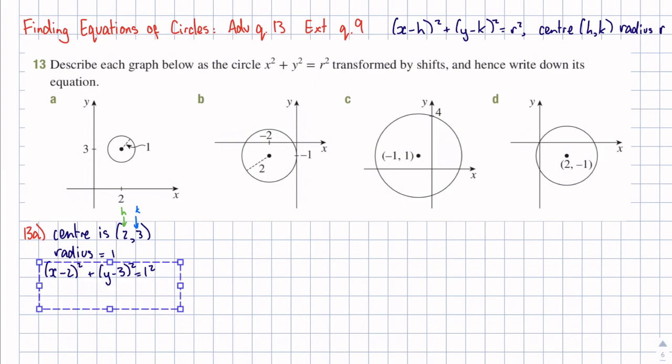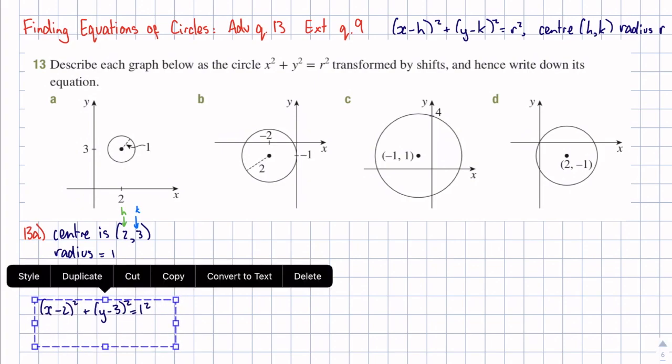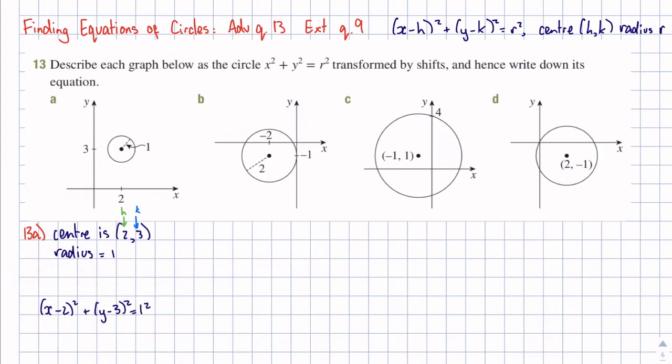Before I did this though, I should have described it as transformed. So it was a normal circle moved right 2 and up 3, which is how we knew what the centre was. Which means our actual equation is going to come out as (x − 2)² + (y − 3)² = 1², which is 1.